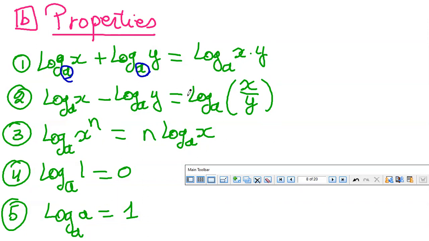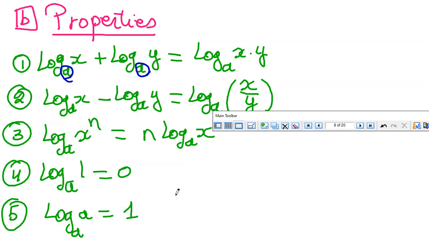Log x minus log y is equal to log x over y. Log x exponent n is going to be n log x. Log a of 1 is 0. So log 1 of any base is 0, because any number with exponent 0 gives me 1. Log a of a is 1.